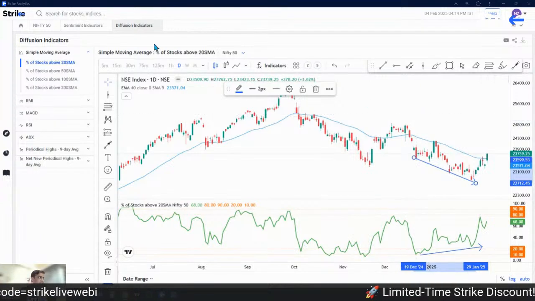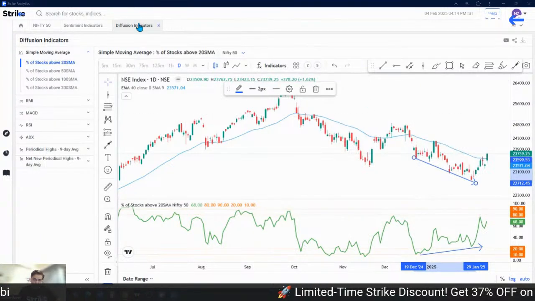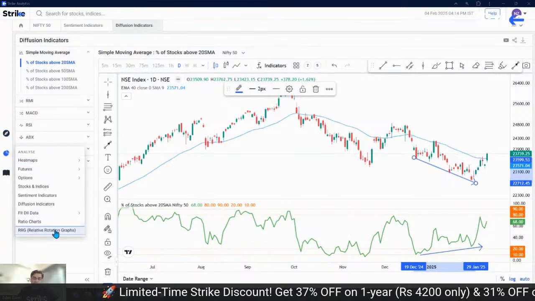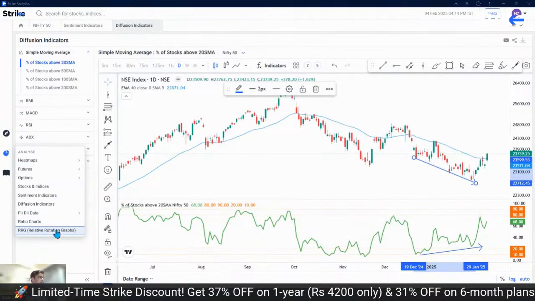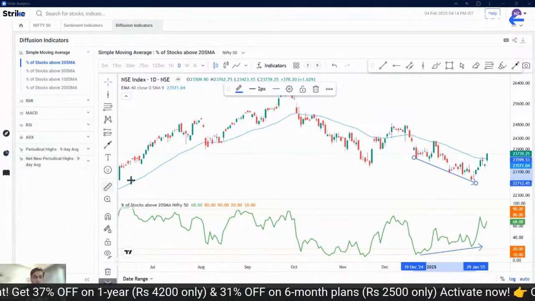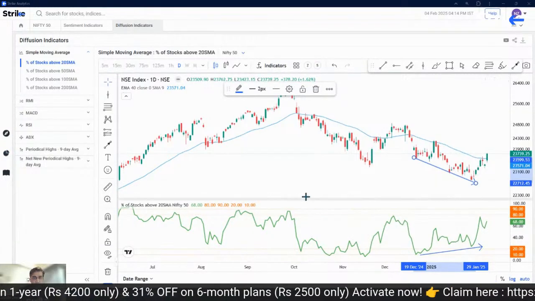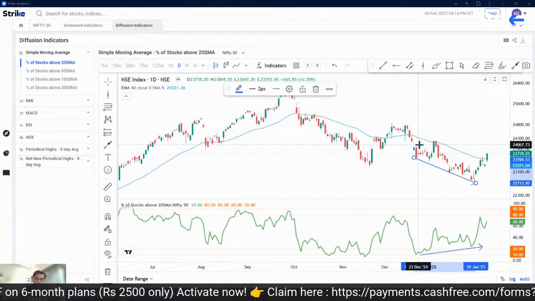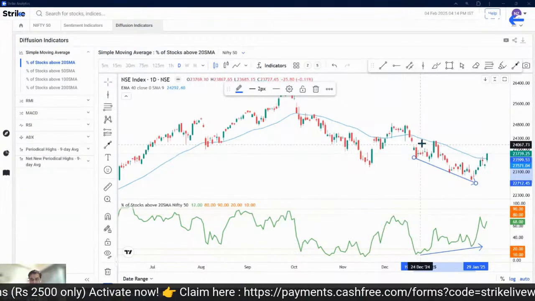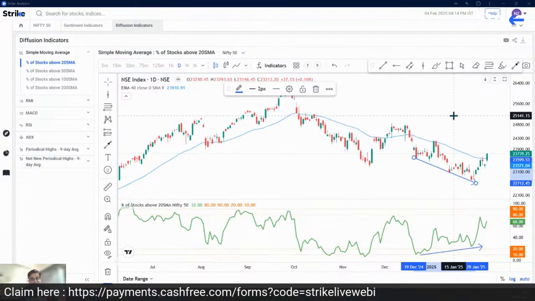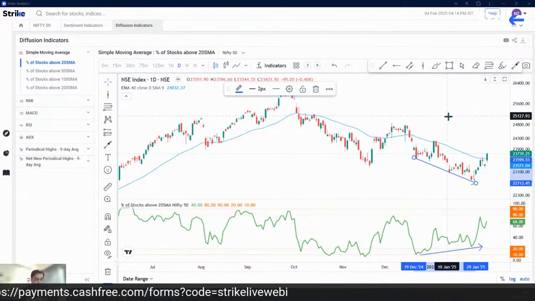So today's topic was sentiment and diffusion indicators. Last week we studied what is RRG and how to use it. Next week we'll be coming out with another part of the Strike platform, on how to use the features effectively for a short term trader or for an investor. We will keep coming up with such live webinars where you can learn.